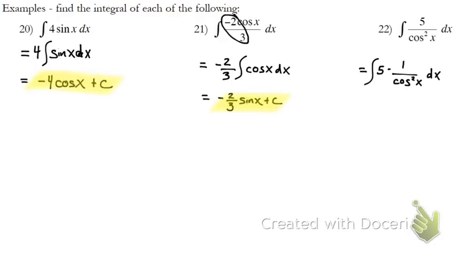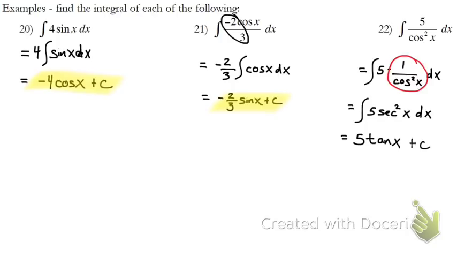And I hope that you recognize 1 over cosine squared to be one of our reciprocal functions. And in fact, it is the reciprocal of secant. So this is the integral of 5 times secant squared of x dx. Again, the 5 just tags along for the ride, so I can pull it out. And then the integral of secant squared, if you look at that chart we just wrote down from the previous page, the integral of secant squared is tangent, because tangent's derivative is secant squared. So that's 5 tangent of x plus c.